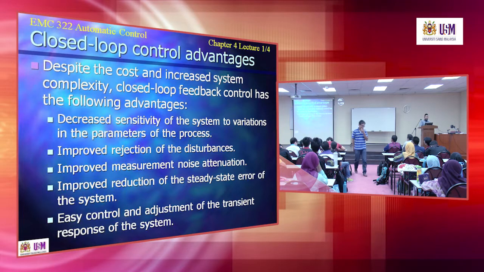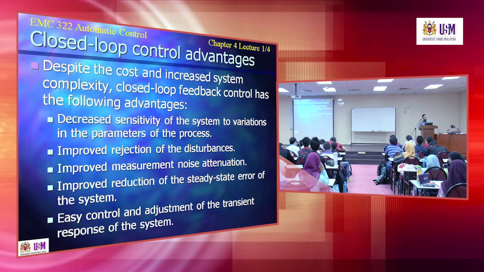The first advantage of the closed loop control system is that it decreases the sensitivity of the system to variation in the parameters of the process. Here we talk about sensitivity, because in the control system we are concerned about the response: how to control the response so that it is our desired response.